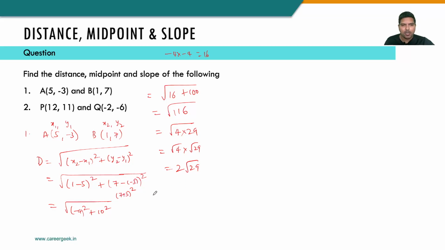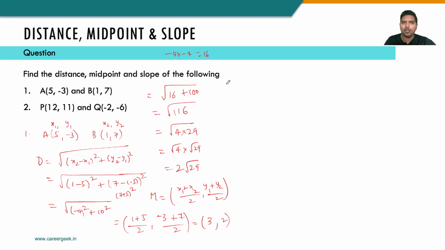The second one is the midpoint. x1 plus x2 upon 2, y1 plus y2 upon 2. Midpoint is the average. What is x1 here? 1, and x2 is 5. y1 is negative 3 and y2 is 7. So I get 6 upon 2 and 4 upon 2.